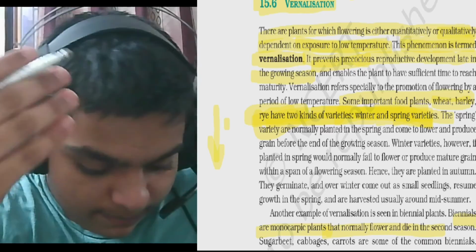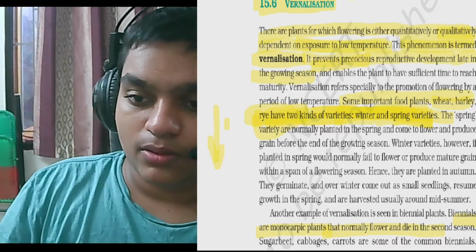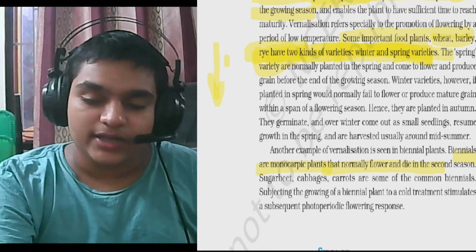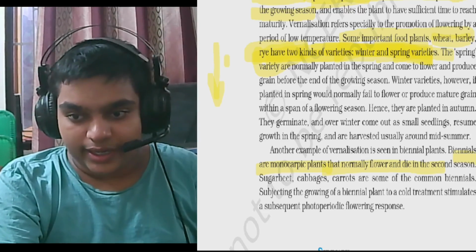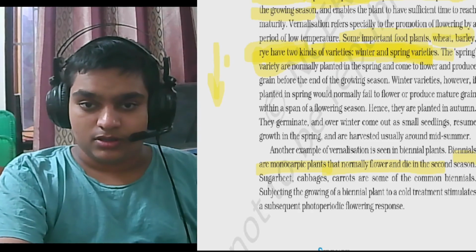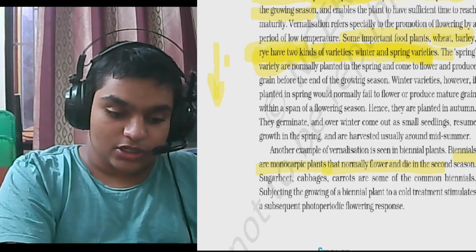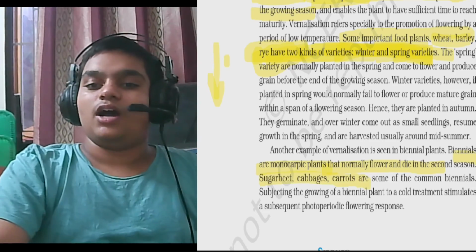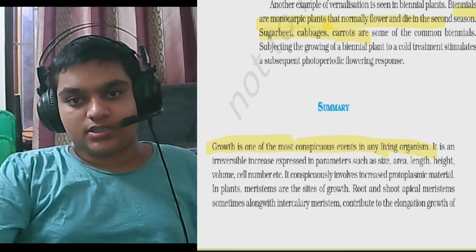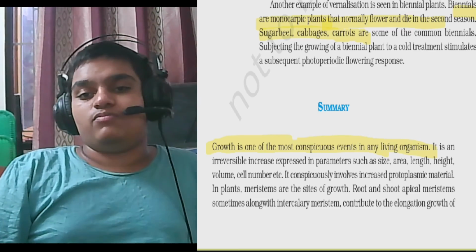Now another important example for vernalization is biennials. What are these biennials? Biennials are the plants which flower in one season, and as soon as they flower in this season, in the next season they die. In them also vernalization plays an important role, and common examples are sugar beet, cabbages and carrots. So in these biennial plants, sugar beet, cabbages and carrots, vernalization also plays an important role.